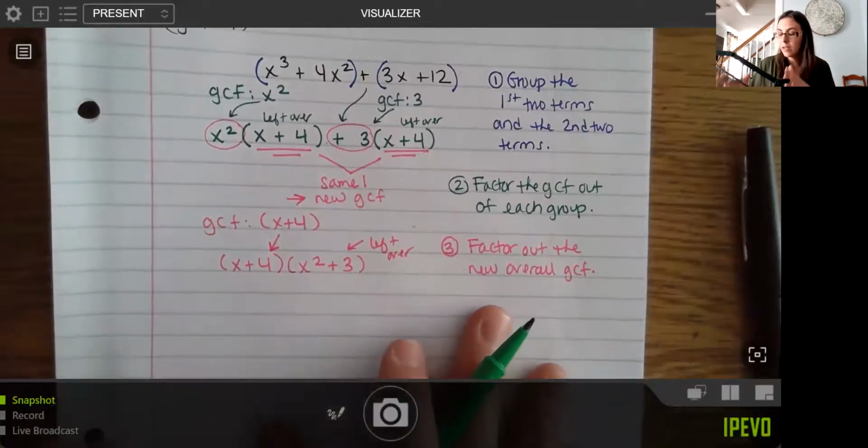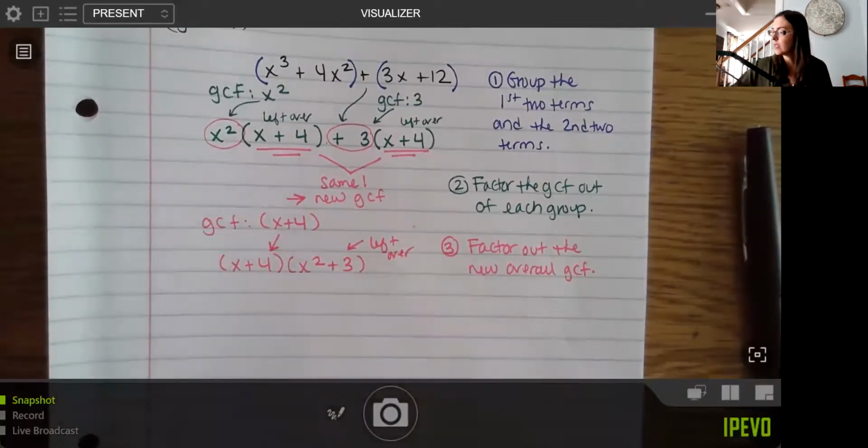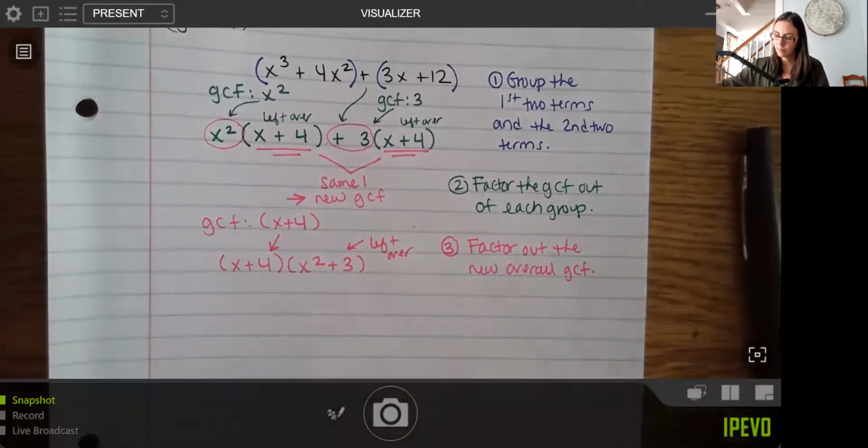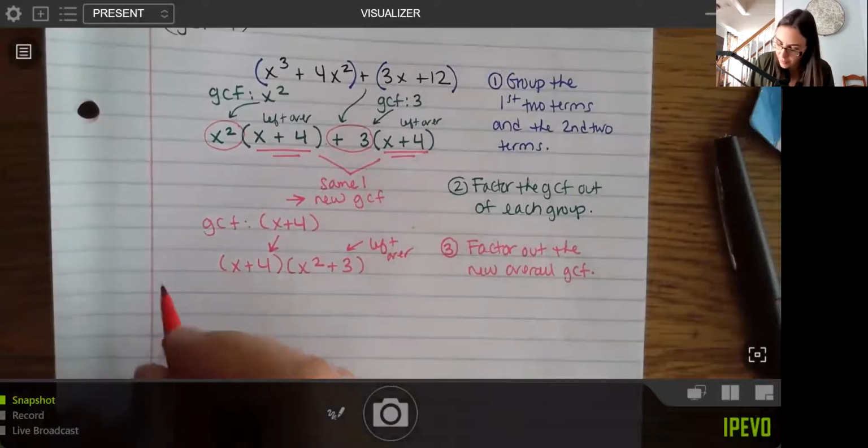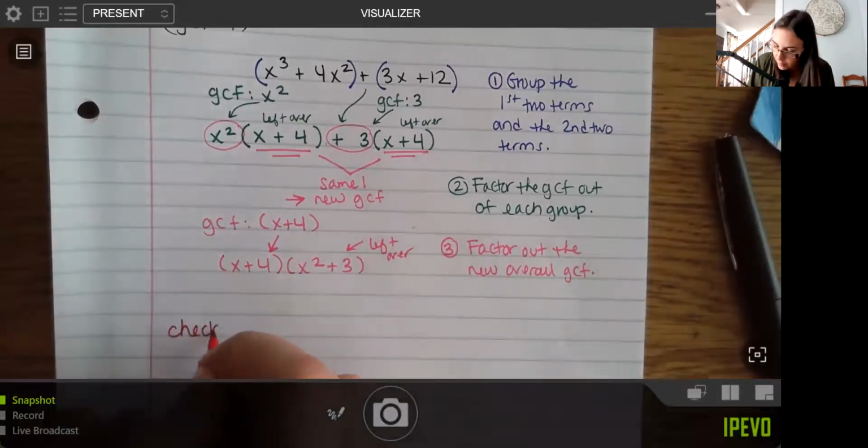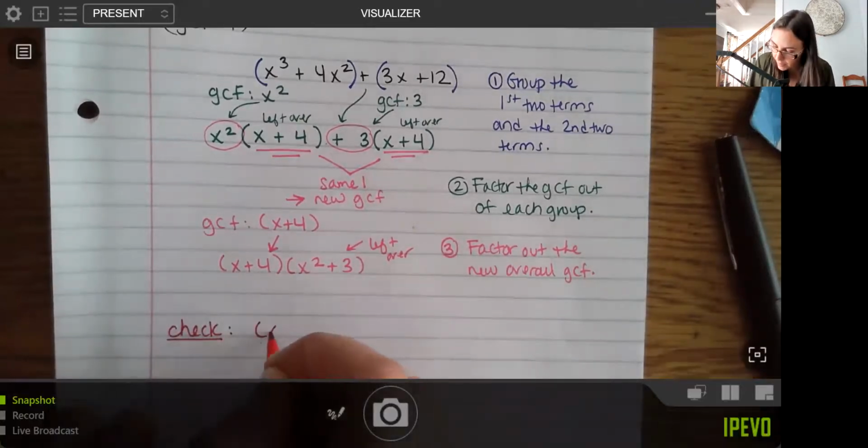If you want to, again, you can always check. So maybe we'll do that here. Let's get a different color. So you can see the check done out one time here. So I'm going to check by multiplying.